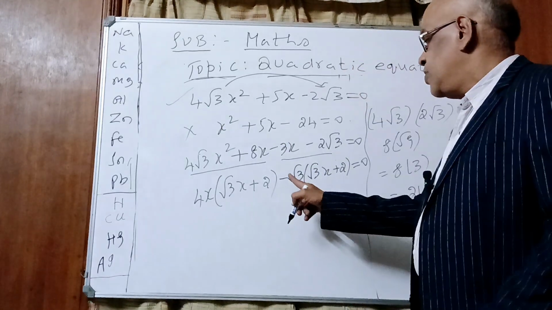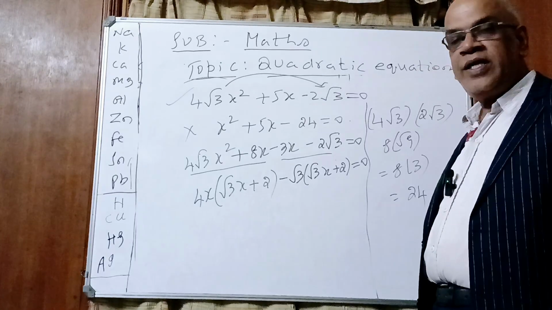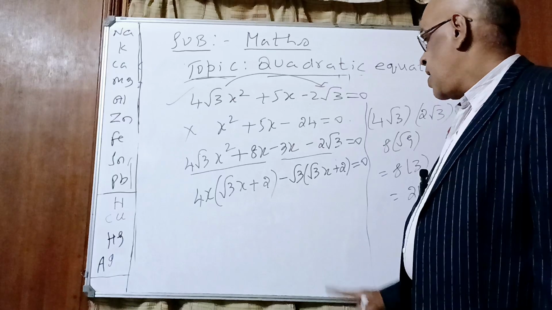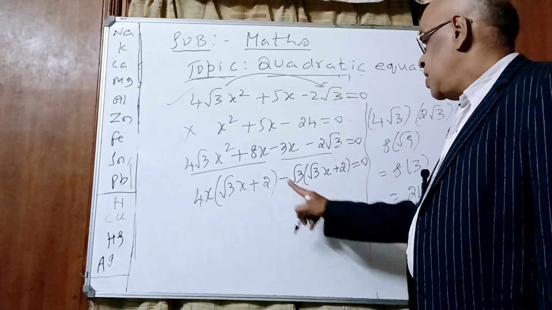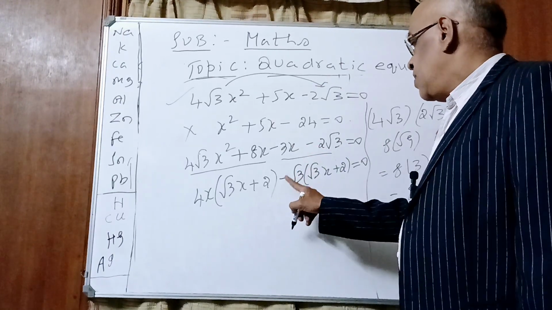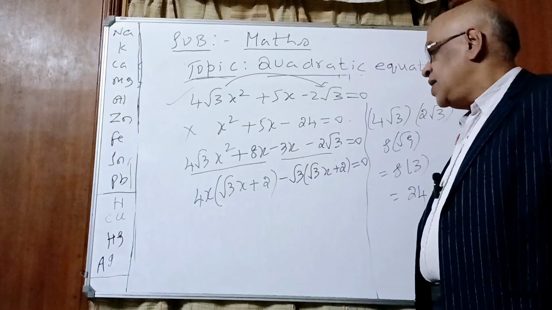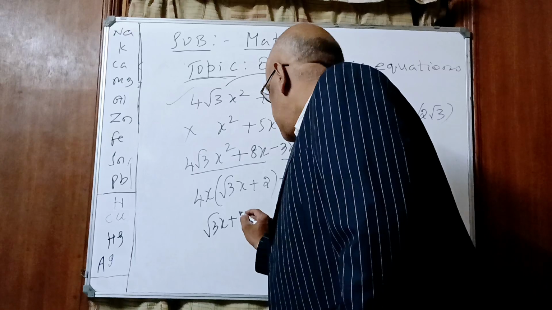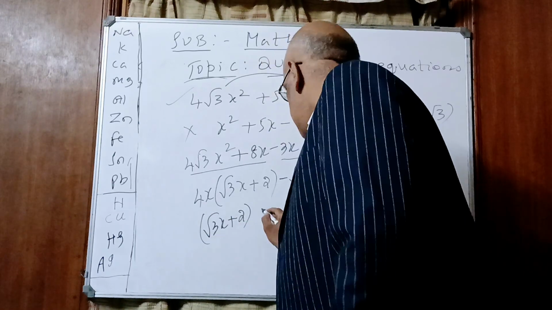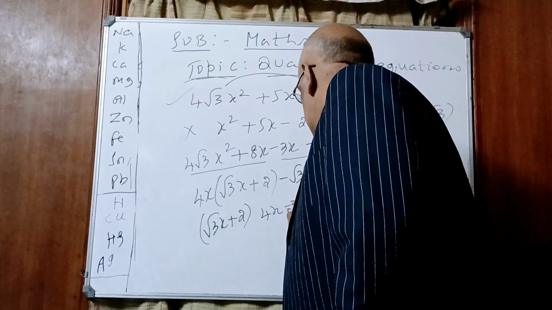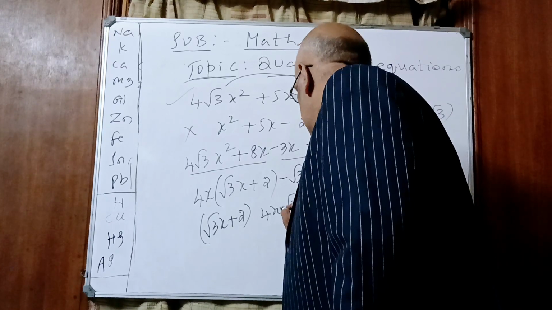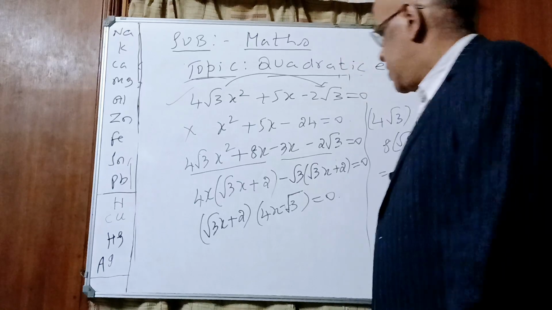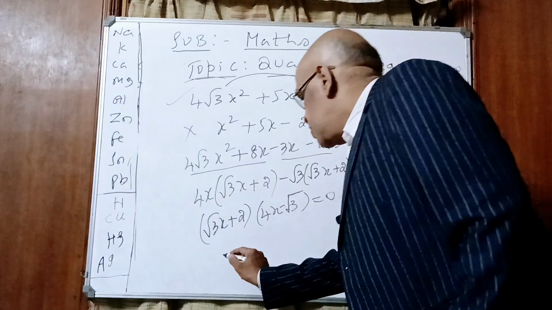See children, I just told you, no? Root 3 into root 3, root 9. The square root of 9 is 3. 2 into root 3, 2 root 3. Minus into plus, minus. The answer tallies. Yes or no? What is the first factor? Root 3x plus 2. Second factor, 4x minus root 3. Yes or no, children? Yes.